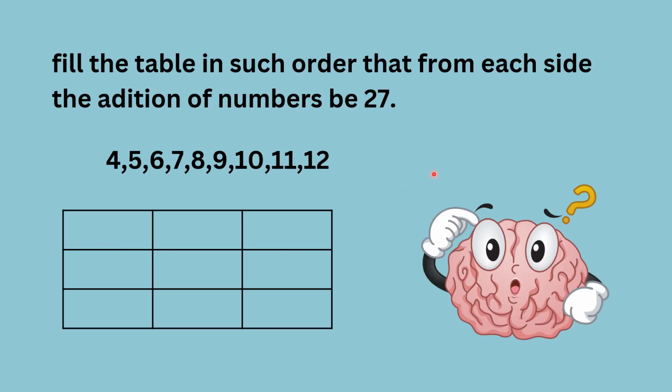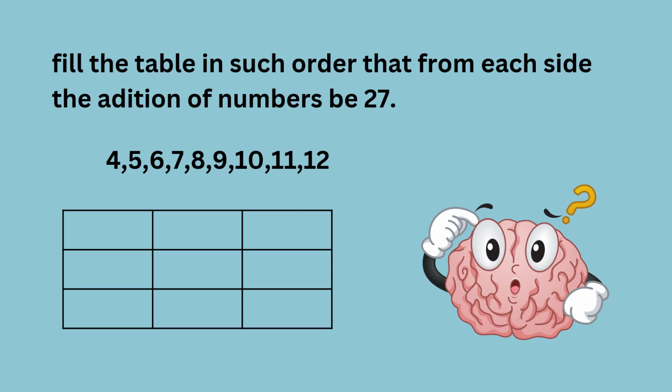This is another question, and you see this emoji, the brain thinking, oh my god, what's going on? Exactly, you might be like, what is this? So we have a set of numbers: 4, 5, 6, 7, 8, 9, 10, 11, 12. We have 8 numbers there, and it asks us to fill the table in such an order that for each side the addition of the numbers is 27. That's quite interesting.